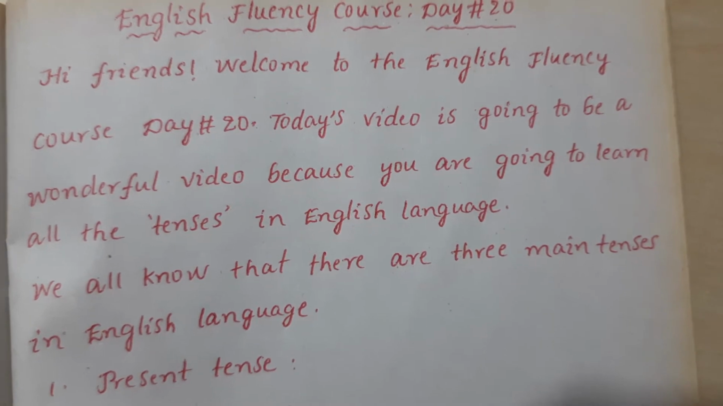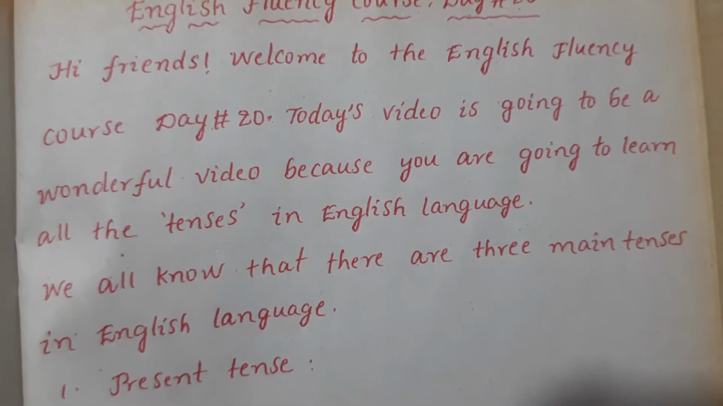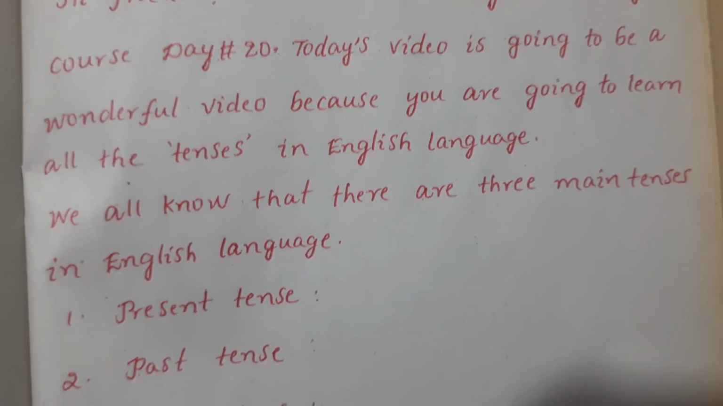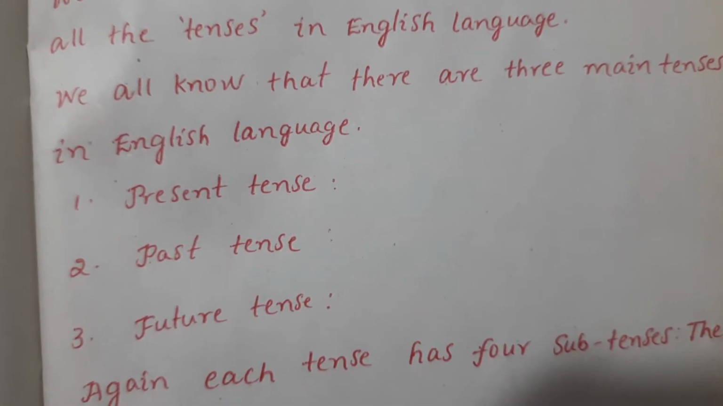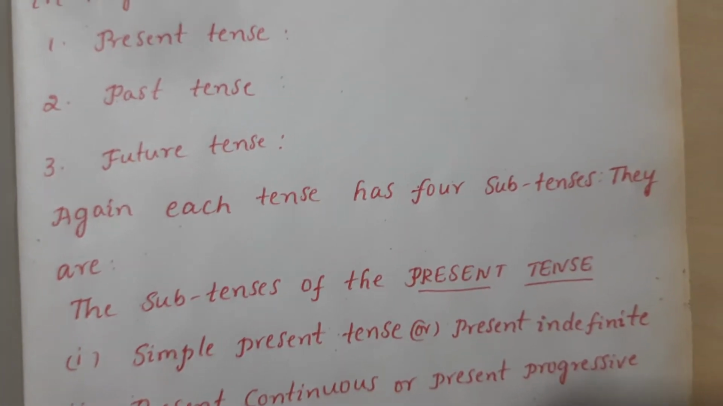Today's video is going to be a wonderful video because you're going to learn all the tenses in English language. We all know that there are three main tenses in English language. They are present tense, past tense, and future tense. Again, each tense has four subtenses.